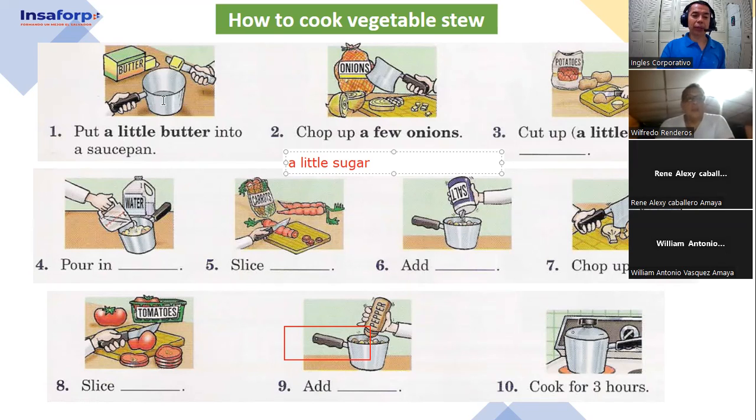a saucepan, saucepan, right? Saucepan sería en español como la cacerola para hacer la salsa, you know, saucepan. Ok. And number two, chop up. Chop is chop up, right? Cortar, you know, chop up.